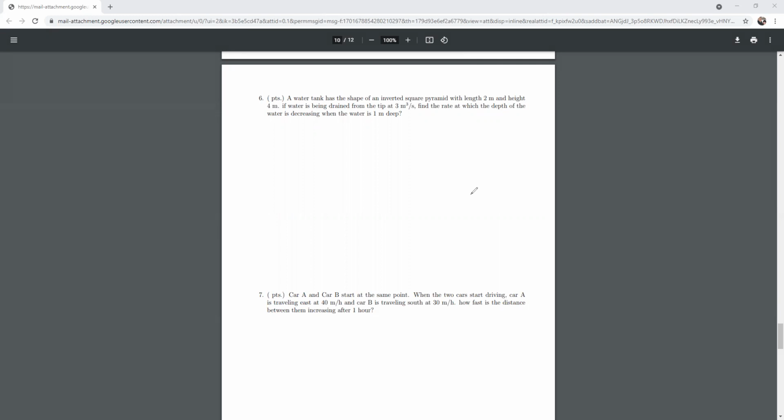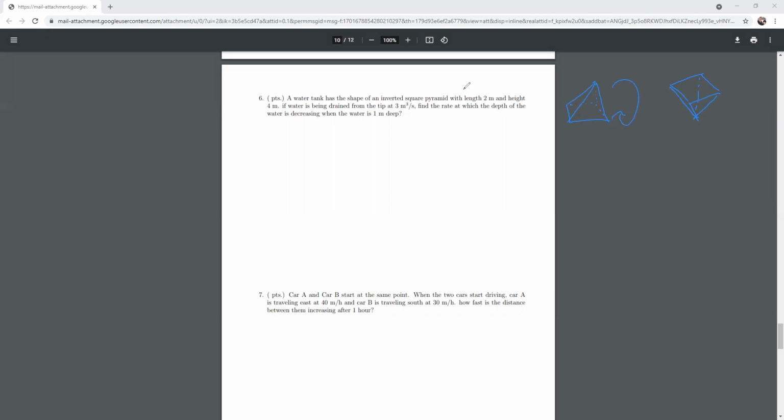What that means, at least the way I interpret it, is we have some pyramid and it's something like this. It has a square base, right? So that's what I think of as a square pyramid. Well, what does inverted mean? I think inverted here means it's flipped upside down. So let's see if I can draw this right. I think it's going to be something like this. Something like that, right?